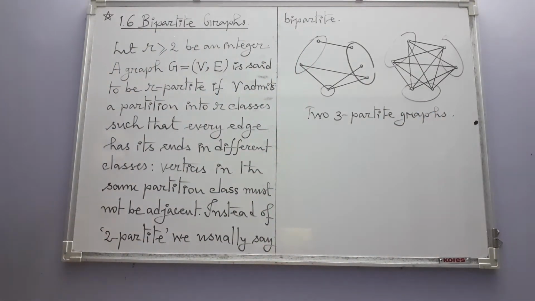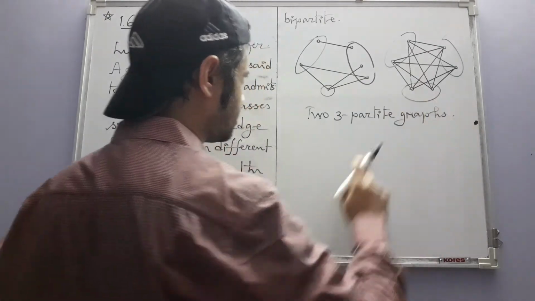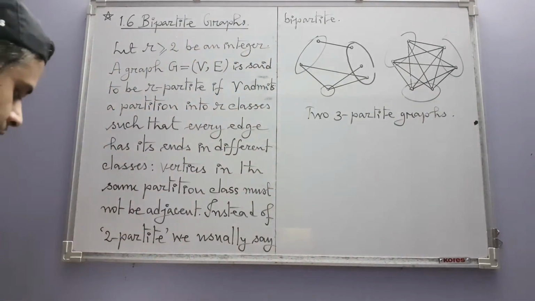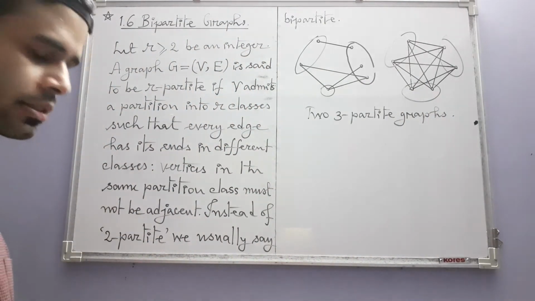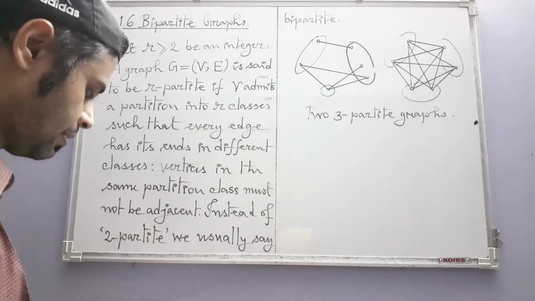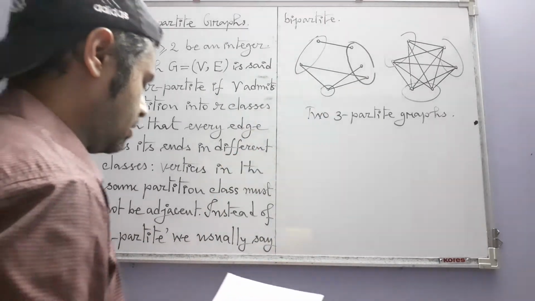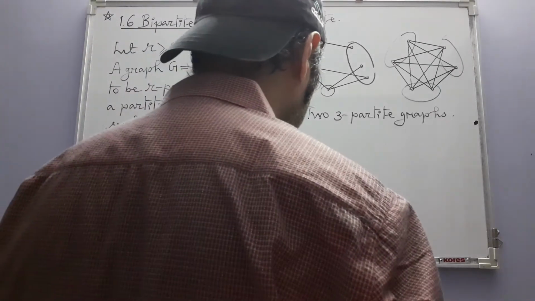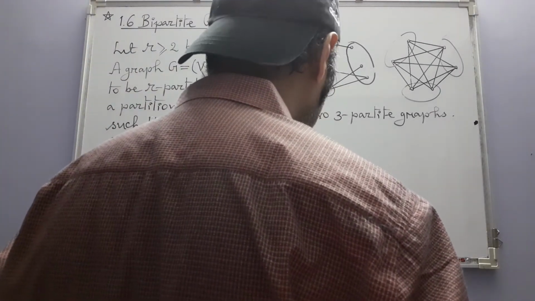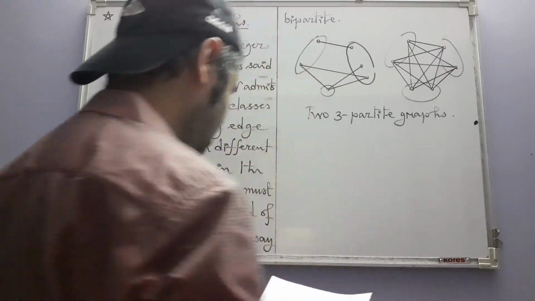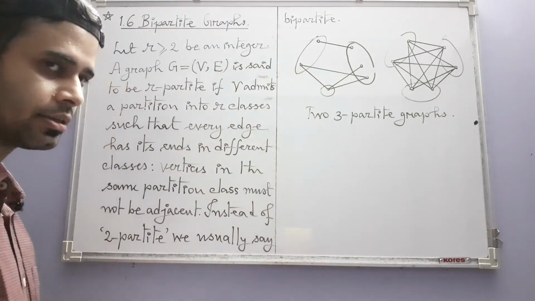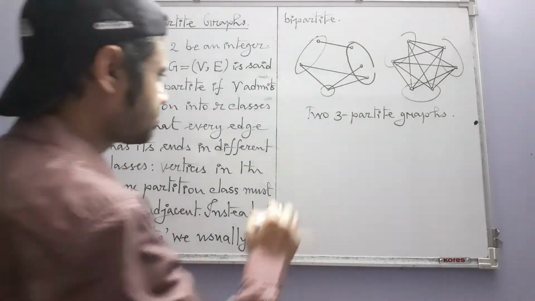And in fact, there is a notation for this one. Let's just go through the discussion that comes after this, and then we will write the notation. Okay, an r-partite graph in which every 2 vertices from different partition classes are adjacent is called complete.